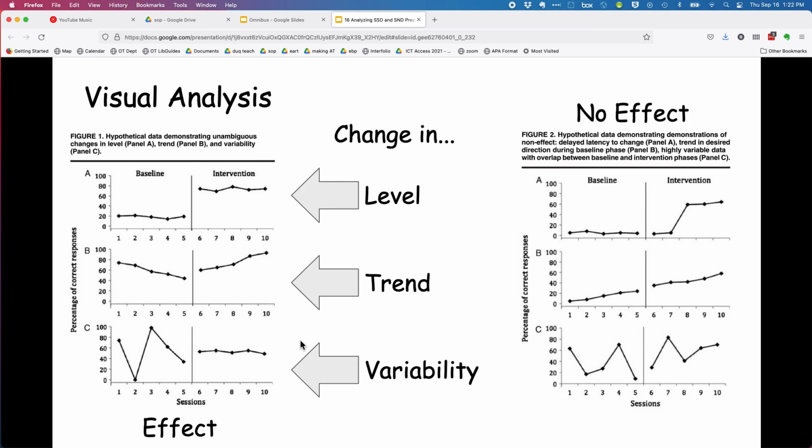Next, we're going to talk about how to evaluate data from single subject designs numerically.